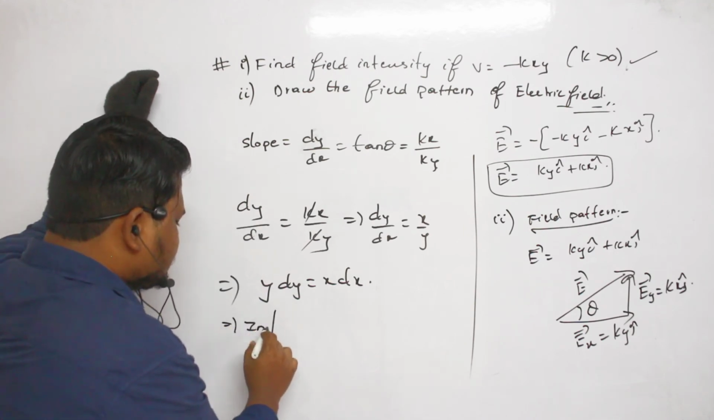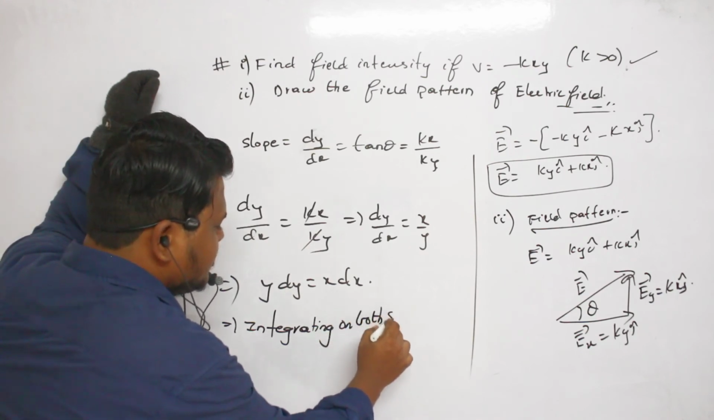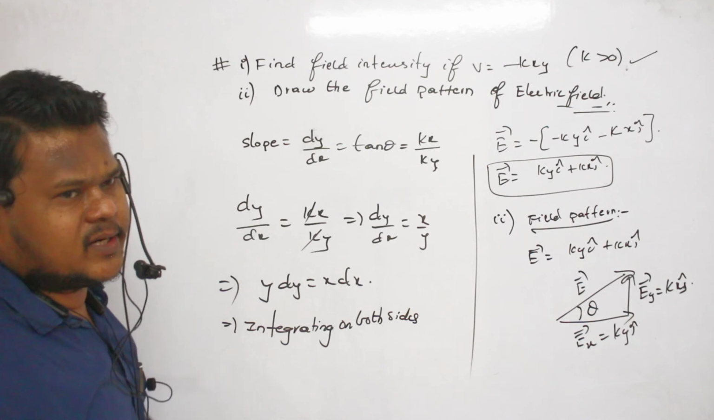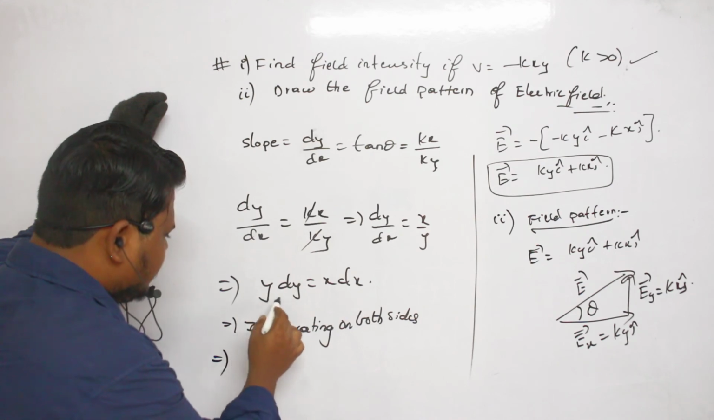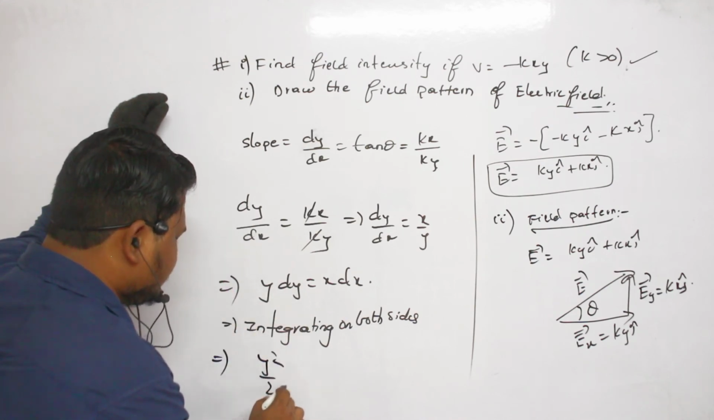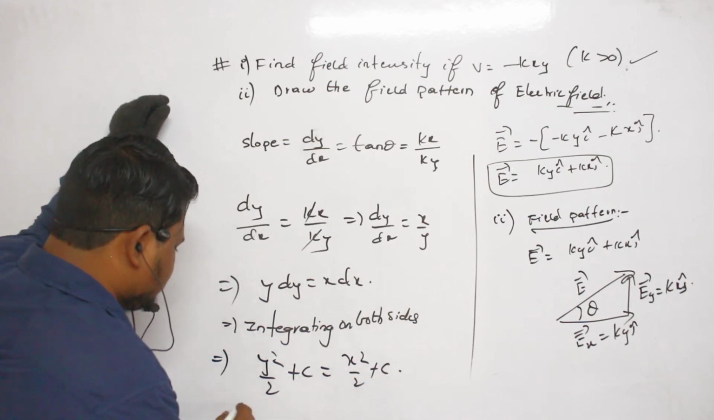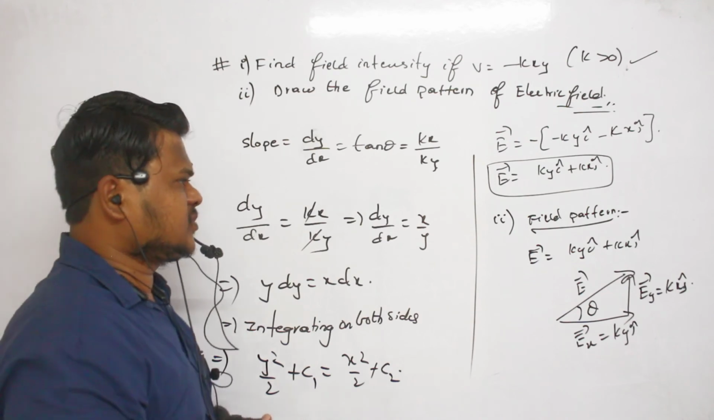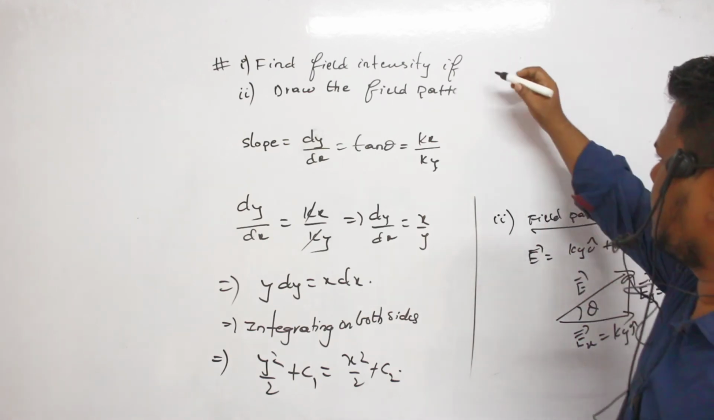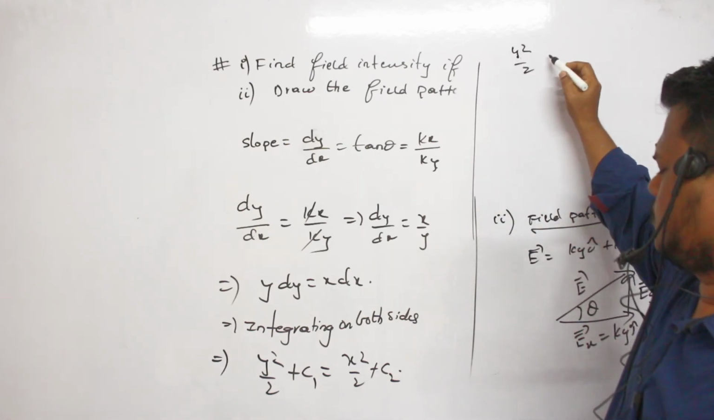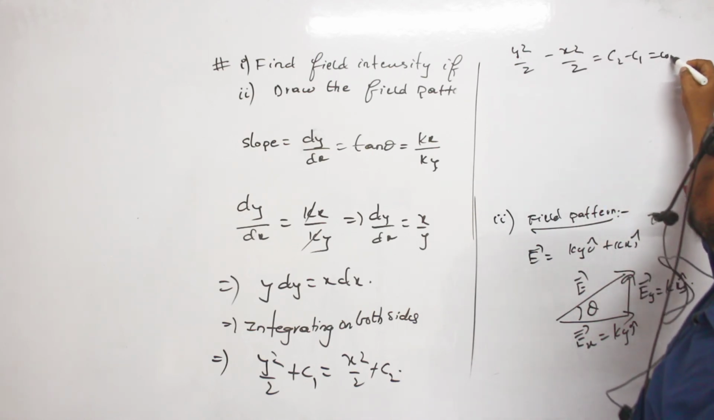Now integrating on both sides. Clear? Why am I integrating? Because I want to calculate a relation between x and y so that I can draw a graph between them. So if I integrate, the integration of y dy is how much? y square by 2 plus c. The integration of x dx is x square by 2 plus c. So this is c1, this I can call c2. Therefore, what I can write is y square by 2 minus x square by 2 is equal to c2 minus c1. c2 minus c1 is a constant.